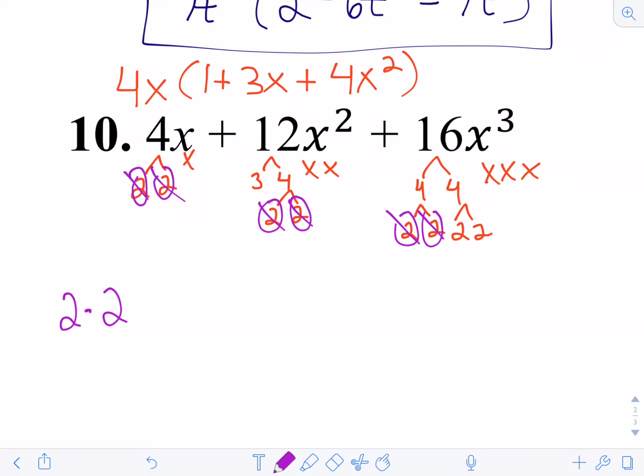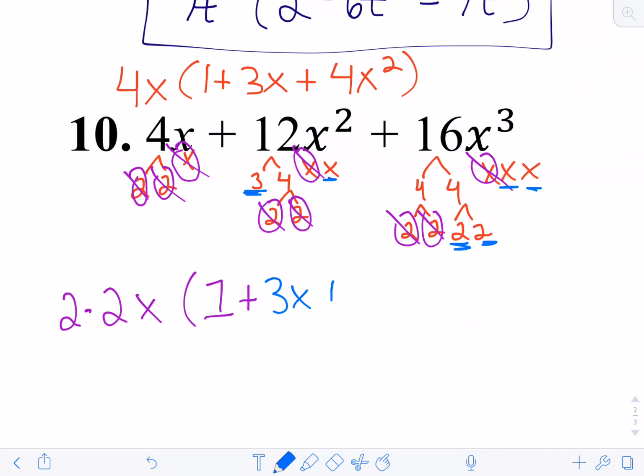So now I'm going to look at my variables. So I have an x, an x, and an x I can pull out and mark it off. And there's nothing else because everything in that first term I have completely used. So what I have left over, I just have a 1 for this first part. In the next part, my middle, I have a 3 right here and an x. So here's my 3x. And the last piece, I have a 2, an x, and an x. Well, 2 times 2 is 4. Actually, I'm just going to write down right now. We have a 2 and a 2 and an x and an x.